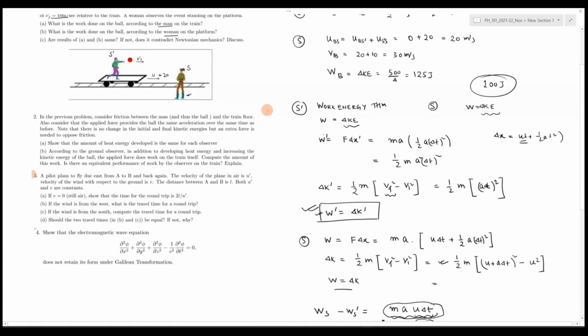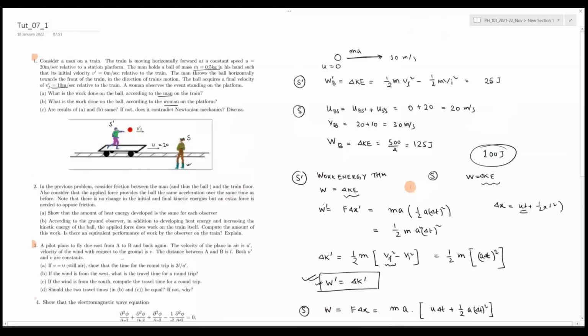So this is what we are actually checking. Now, in question number 2, is question number 1 clear to everybody? It's very simple.